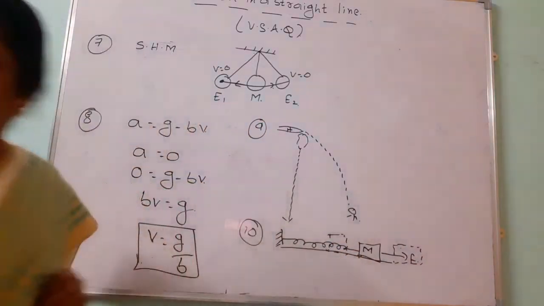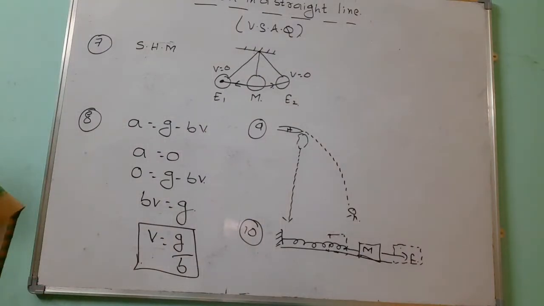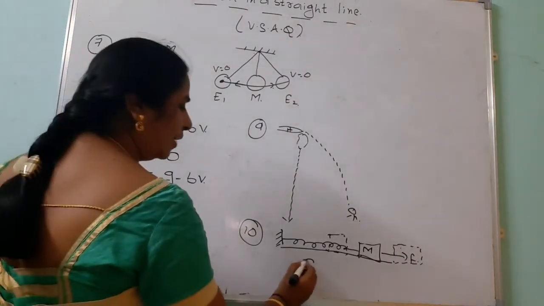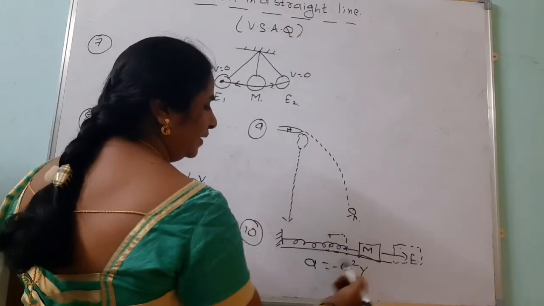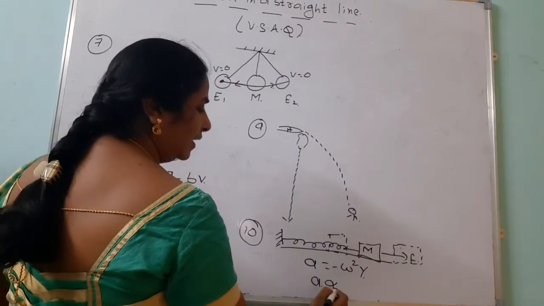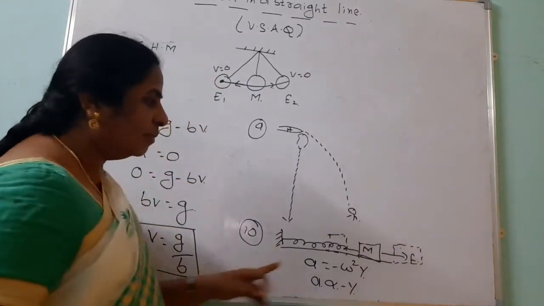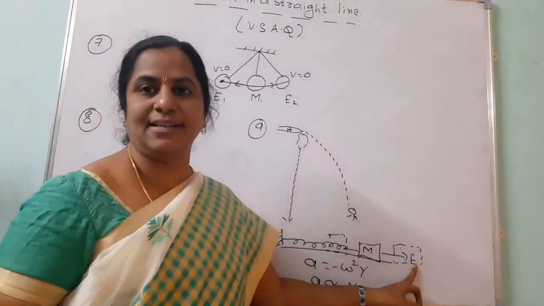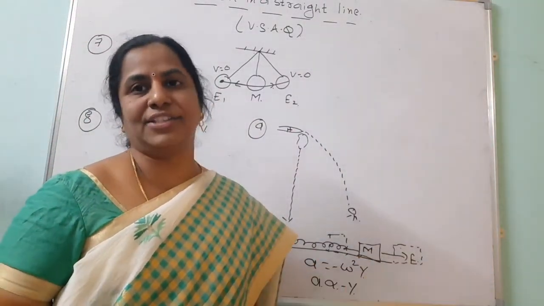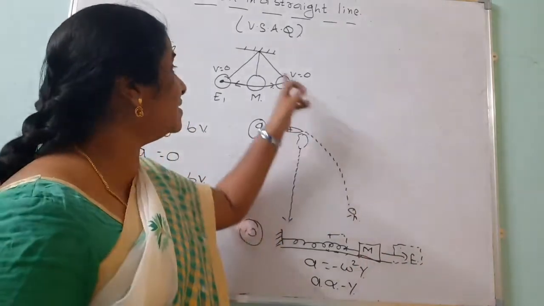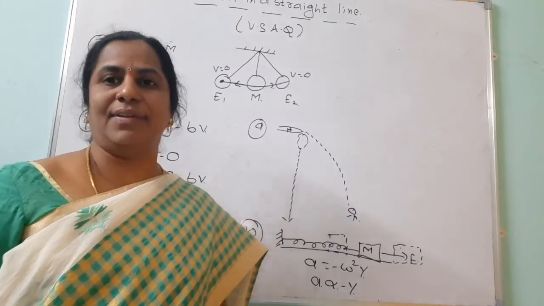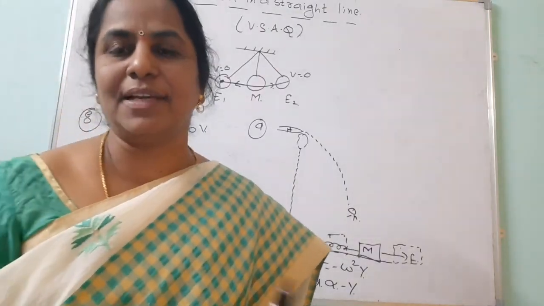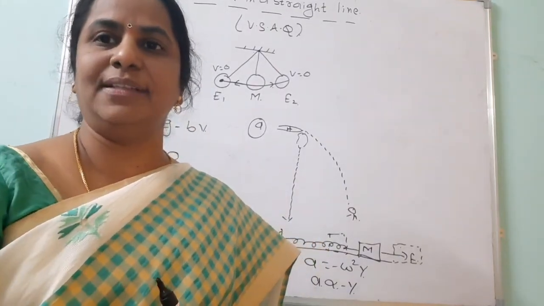When is the acceleration maximum? You know that in simple harmonic motion A equals minus omega square y. So A is directly proportional to minus y. More displacement, more acceleration. It is possible at the extreme position. Not only this one, this is also the same condition. At the extreme position, they have the maximum acceleration because the displacement is maximum in that condition.